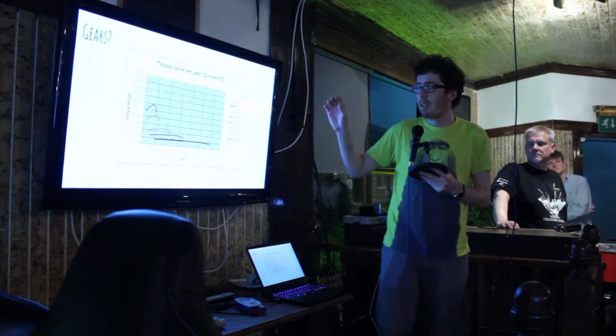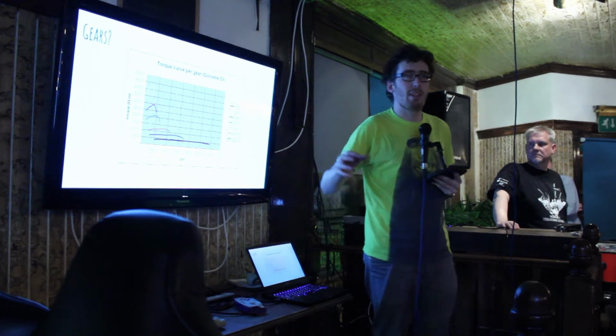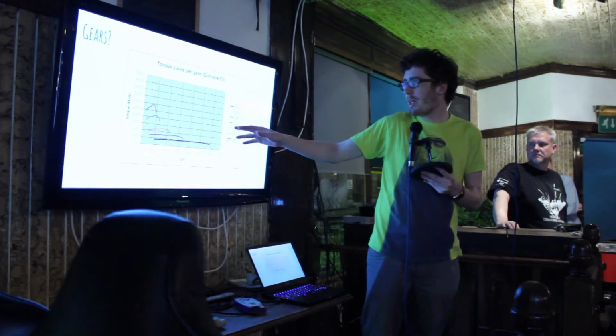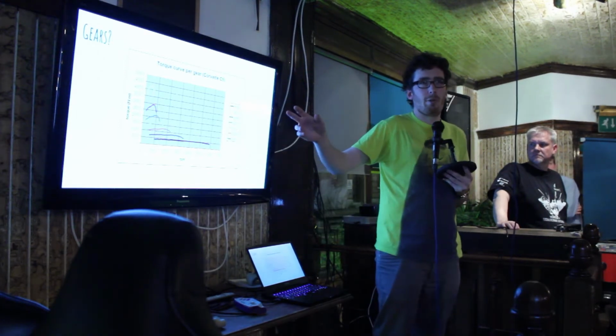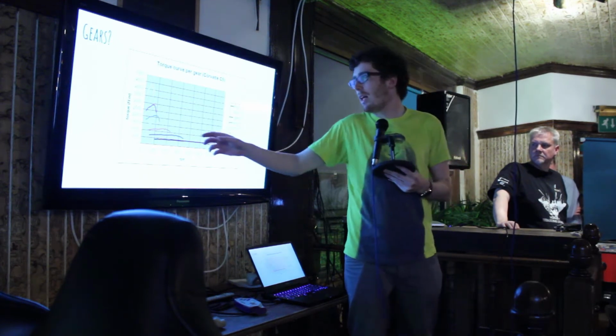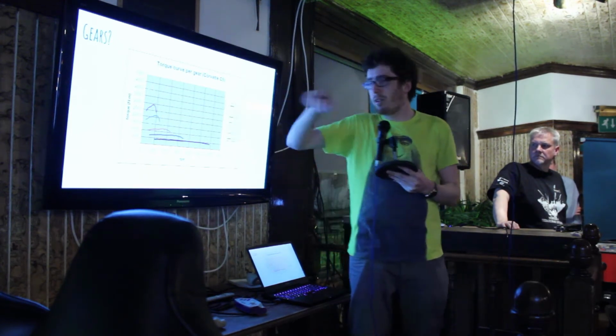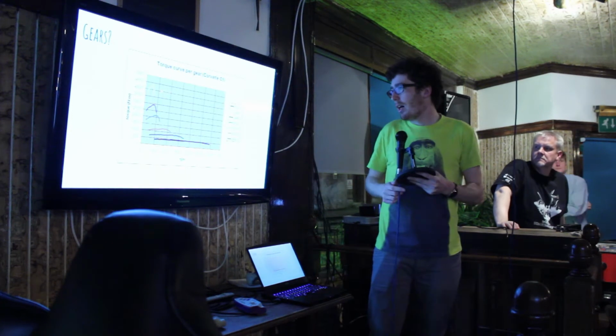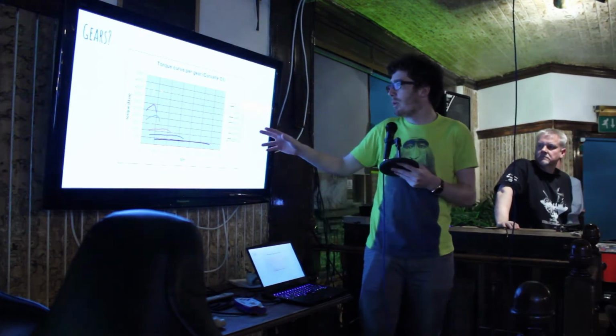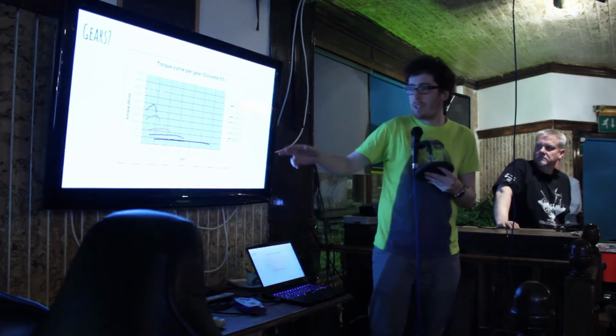And this is a graph of the same sort of gears. The interesting thing to note is how each of the gears has this sort of N shape. This is basically the power output of the engine in each of these gears.